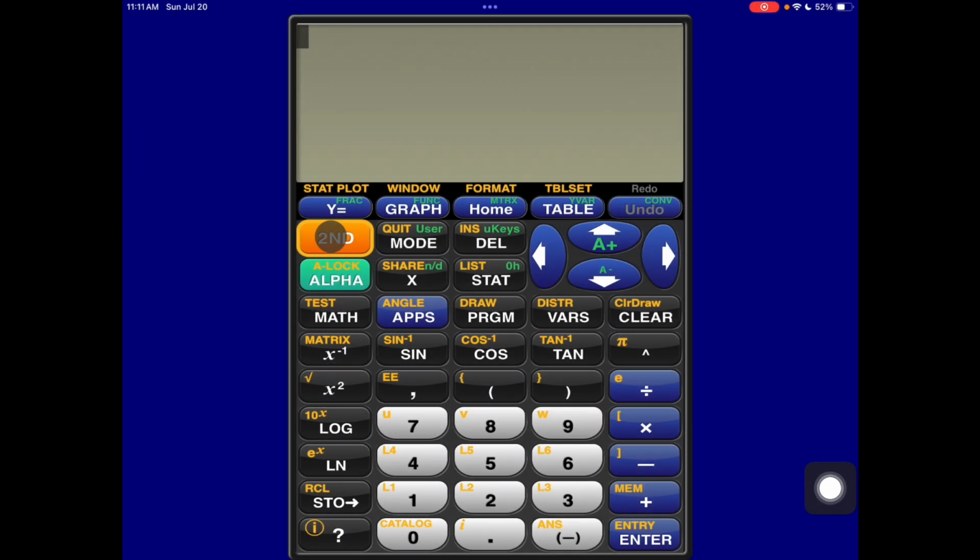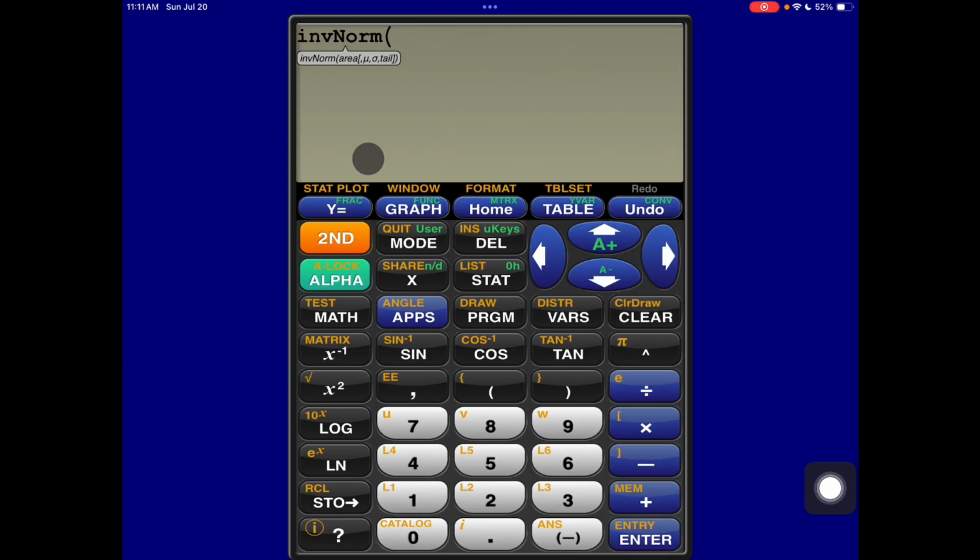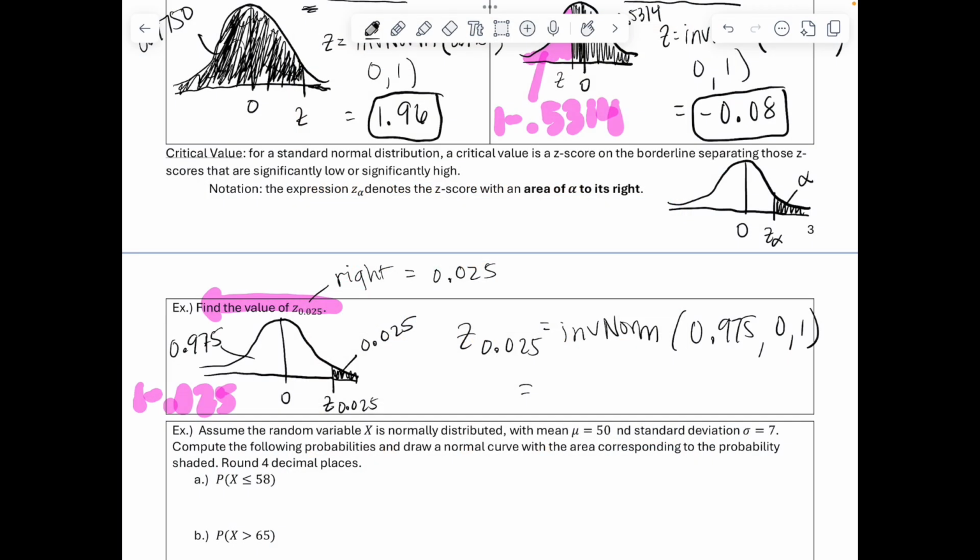On the graphing calculator, we're going to go to second vars, go to inverse norm. We're going to type in the area to the left, which is 0.975, comma, our mean, which is 0, comma, our standard deviation, which is 1. Again, the mean is 0, standard deviation is 1 because we do have z in there, and that is by definition the mean and the standard deviation. From the graphing calculator, we get an answer of 1.96.